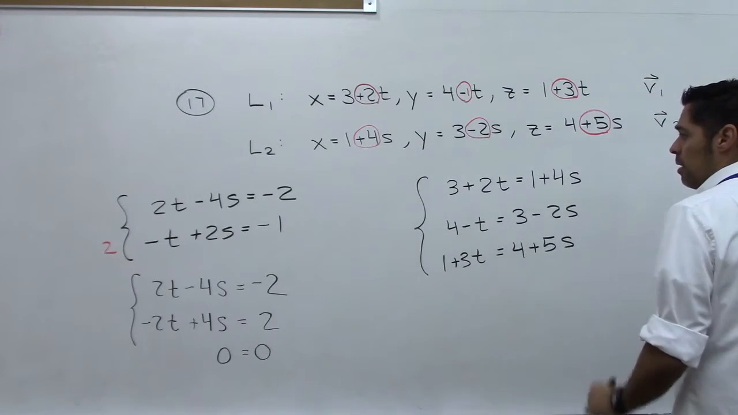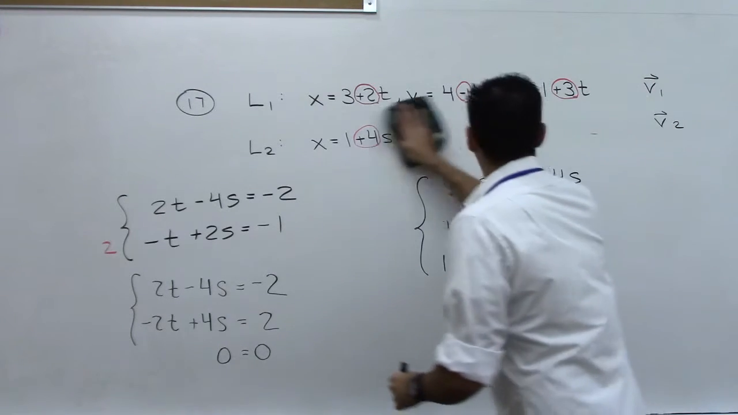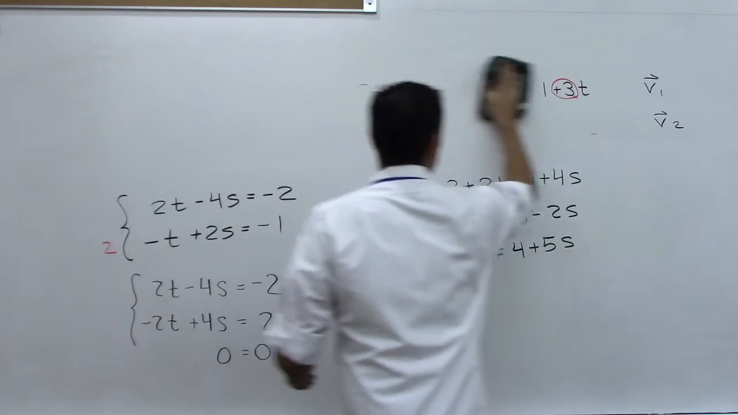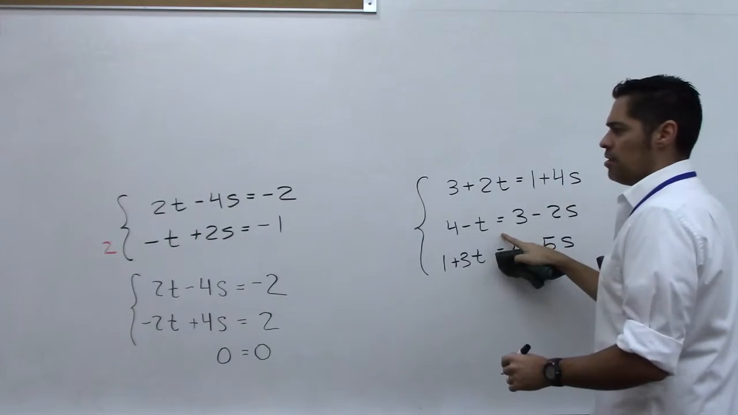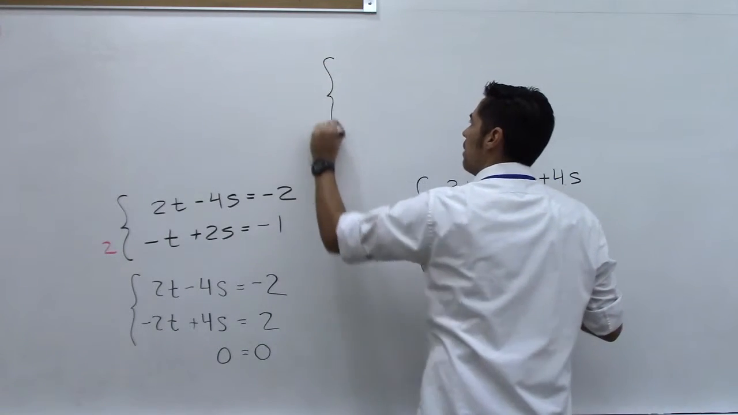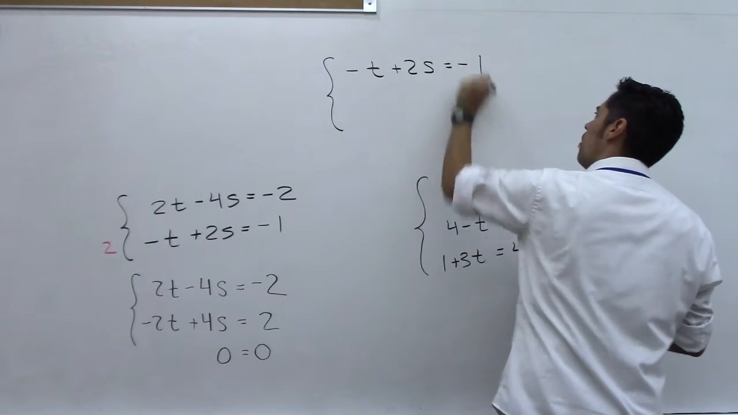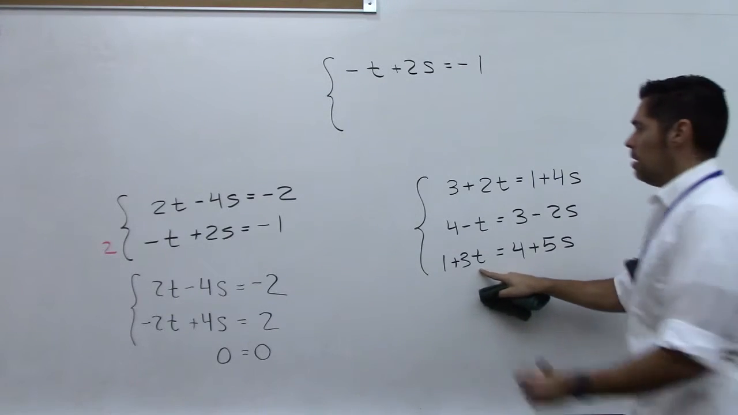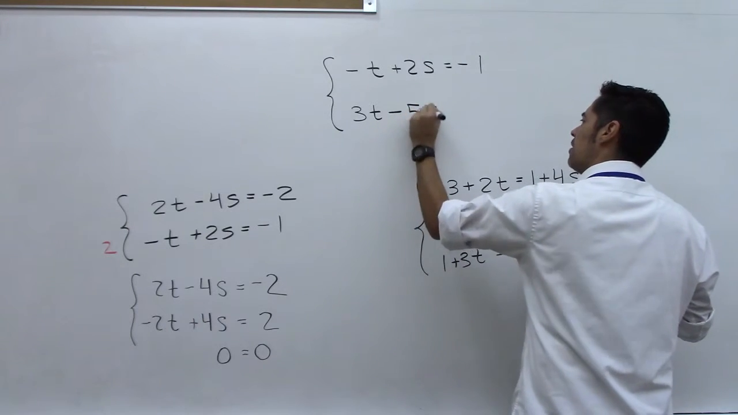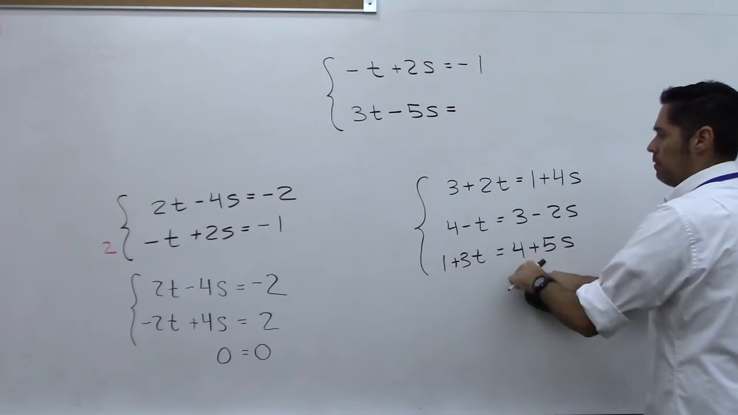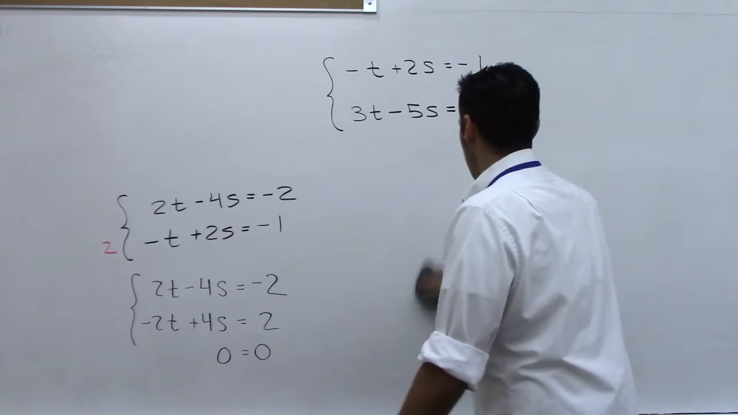And let's try and rewrite this again. Let's take the second equation, which we already had simplified over there, and bring everything over: negative t plus 2s equals negative 1. Then I'm going to do the same thing for this one. So 3t, and then I'm going to bring over the 5s, so minus 5s equals, and then I bring the 1 over here, so 3. And let me do the same thing. I'm going to try and solve that.